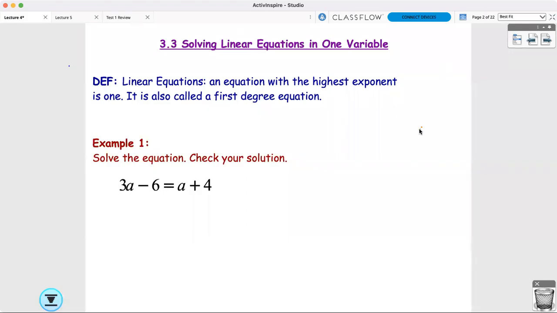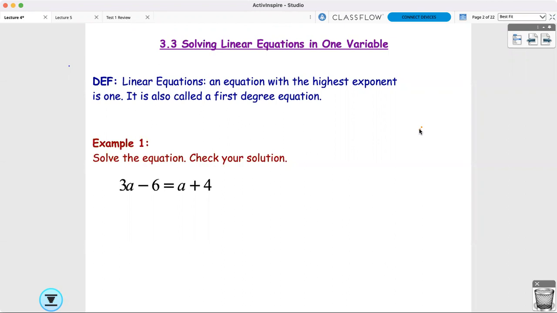All right. 3.3, solving linear equations in one variable. Definition. A linear equation is an equation with the highest exponent of 1. It is also called a first degree equation. So, example 1, solve the linear equation, and then we're going to check our solution.